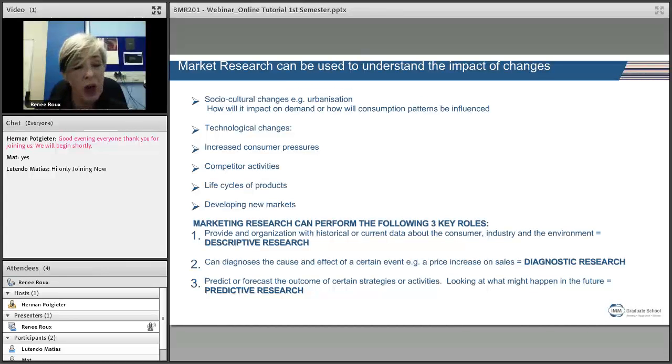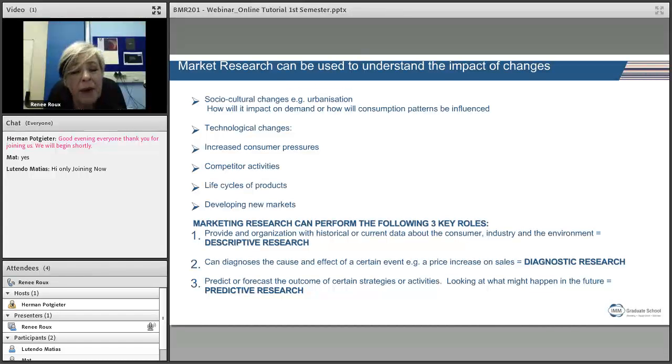Most companies don't operate in isolation. There are other organizations that offer the same products and services, and whatever they do has an impact on the consumer. Then there are product life cycles, and obviously developing new markets. So all these changes out there in the external environment: market research is an enabler. It helps a business to understand these changes and the impact they have on their markets.